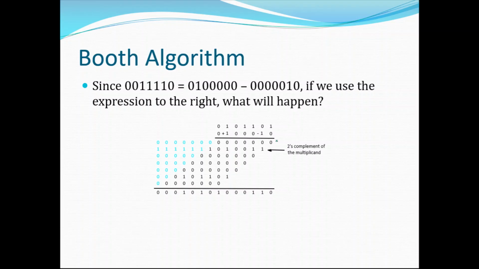So the first bit is 0. When you multiply with this, you will get 0. So all these are zeros. Second is minus 1. When you multiply this entire thing with minus 1, you will get minus of this particular number. When you multiply x with minus 1, you will get minus x.